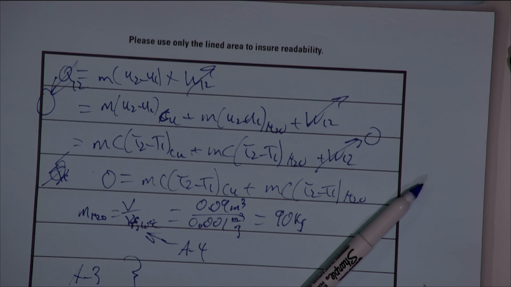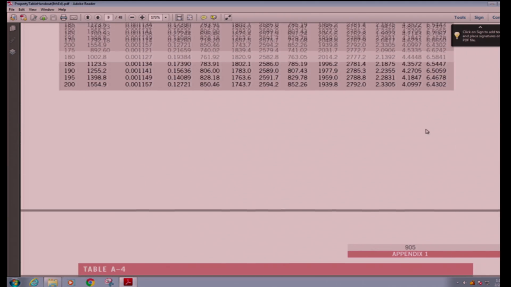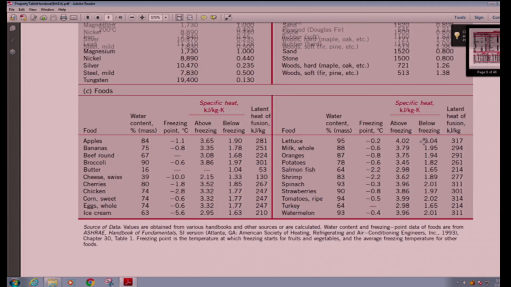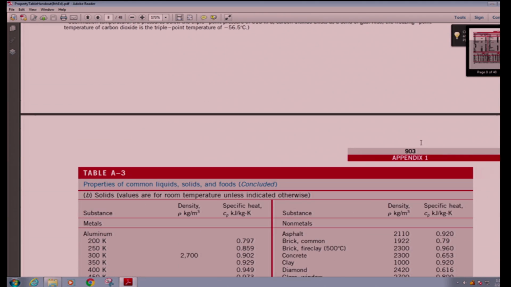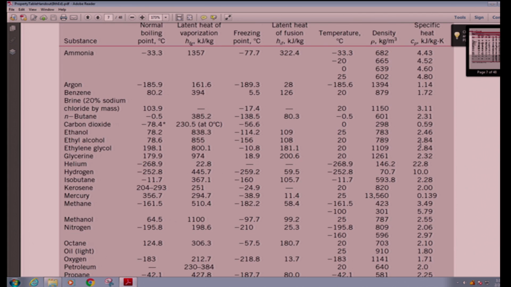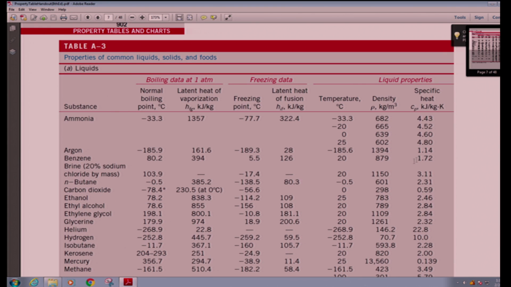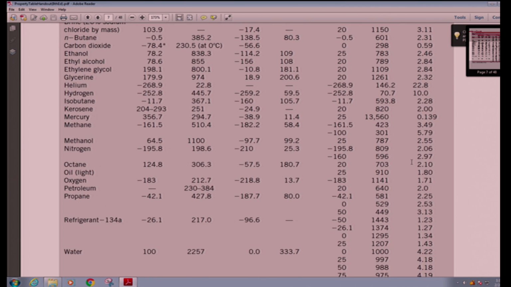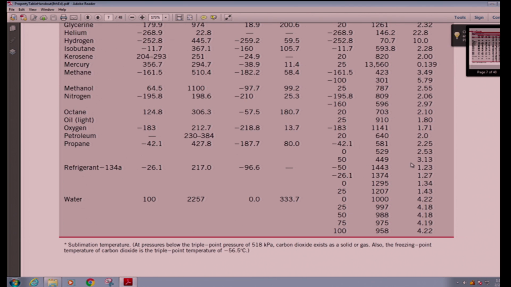OK, so here's my, oops, too far. All right, so we have 3 parts, right? Table A3, part A is liquids. So we should be able to find the water data down here at the bottom.